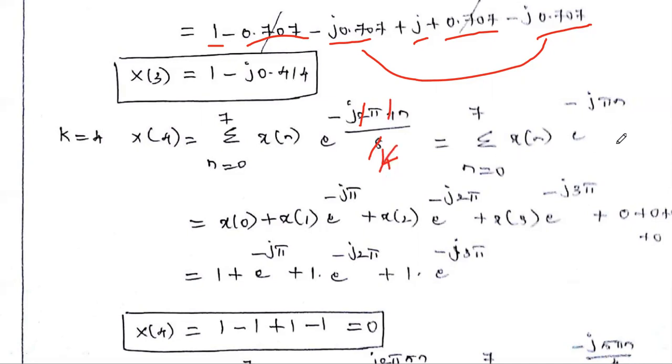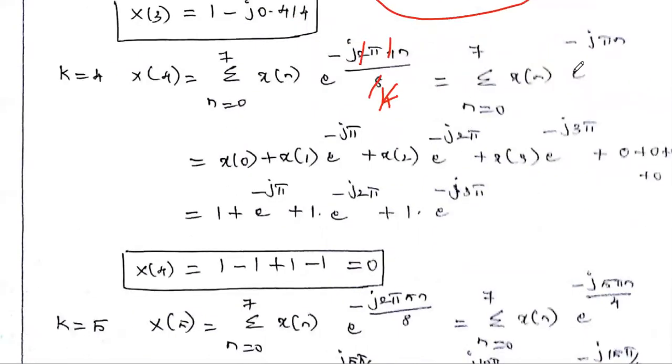So we may get a simplified answer, e power minus j pi n. Okay, so now you just expand it. Expanding, x of 0 plus x of 1 into e power minus j pi, plus x of 2 into e power minus j 2 pi, plus x of 3 into e power minus j 3 pi, plus x of 4 into e power minus j 4 pi, etc.